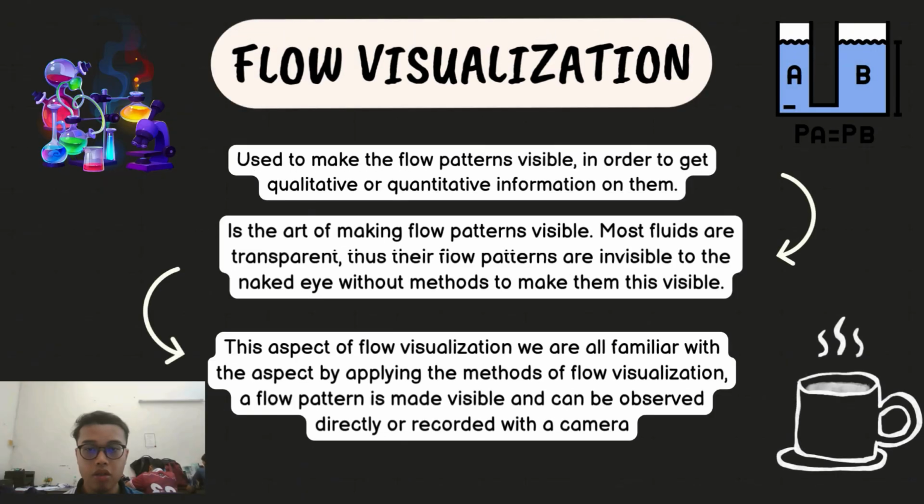Flow visualization is used to make the flow pattern visible in order to get qualitative or quantitative information on them. It is the art of making flow patterns visible. Most fluids are transparent, thus their flow patterns are invisible to the naked eye without methods to make them visible. This aspect of flow visualization we are all familiar with. By applying the method of flow visualization, a flow pattern is made visible and can be observed directly or recorded with a camera.